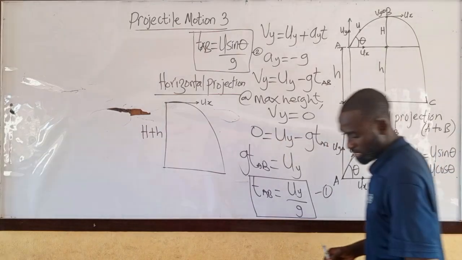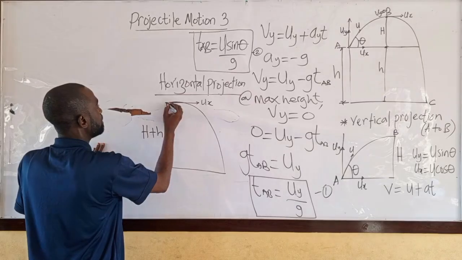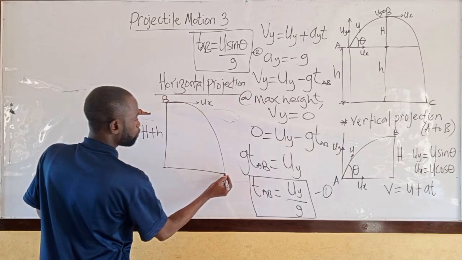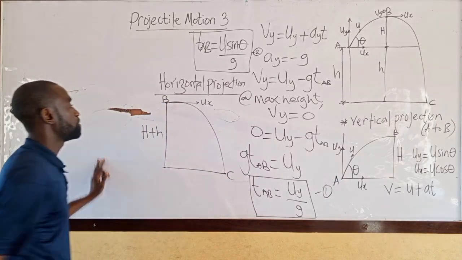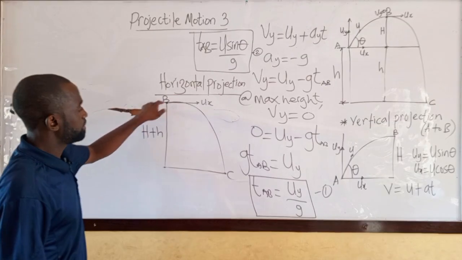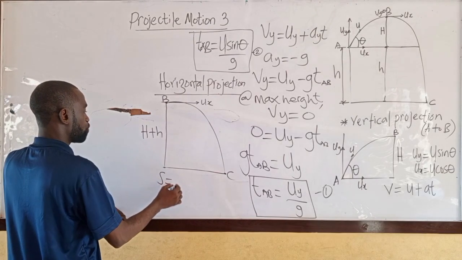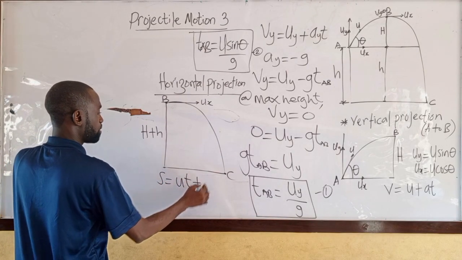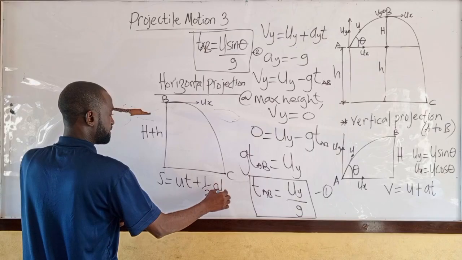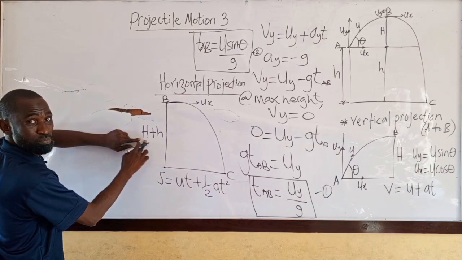Then this is point B, and this is point C. So let us get the time. You take the body from B to C. You see the column that we have: our x equals ut plus half at squared. This x now becomes H plus h.